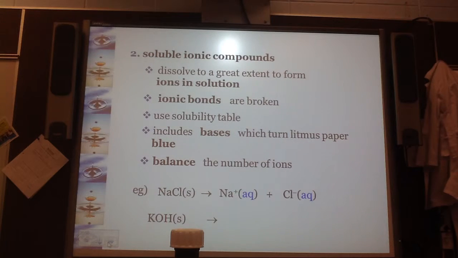Okay, another one. Say we have potassium hydroxide. Remember that OH is a base. So it would dissociate into these ions.